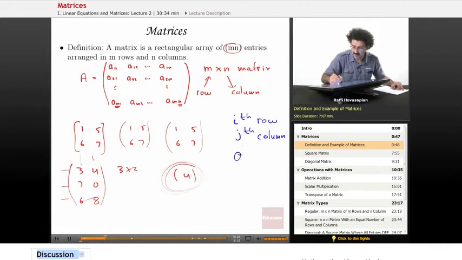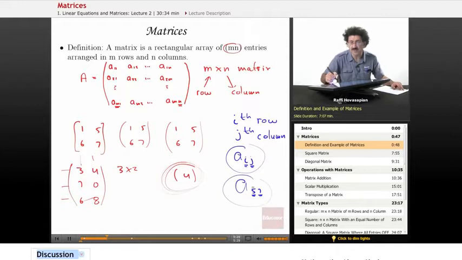So remember the ij, this was the notation. This refers to the row. This refers to the column. So if you have something like A57, we're talking about the entry that's in the 5th row and the 7th column. Just go down 5, go over 7, and that's your entry.